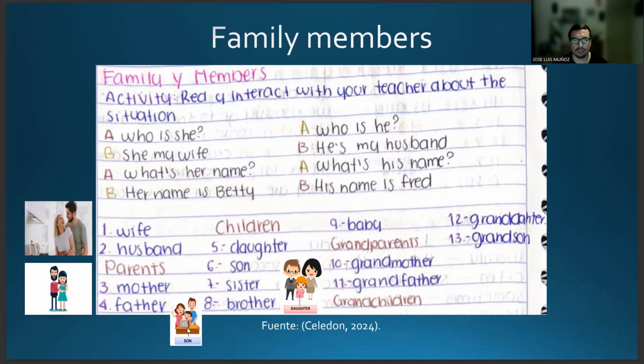We have a son, un hijo. We have daughter, una hija. Sister, una hermana. Brother, un hermano. Baby, un bebé. Grandmother, una abuela or grandma. Grandfather, grandpa, un abuelo. Y tenemos los nietos, la nieta y el nieto, granddaughter or grandson.